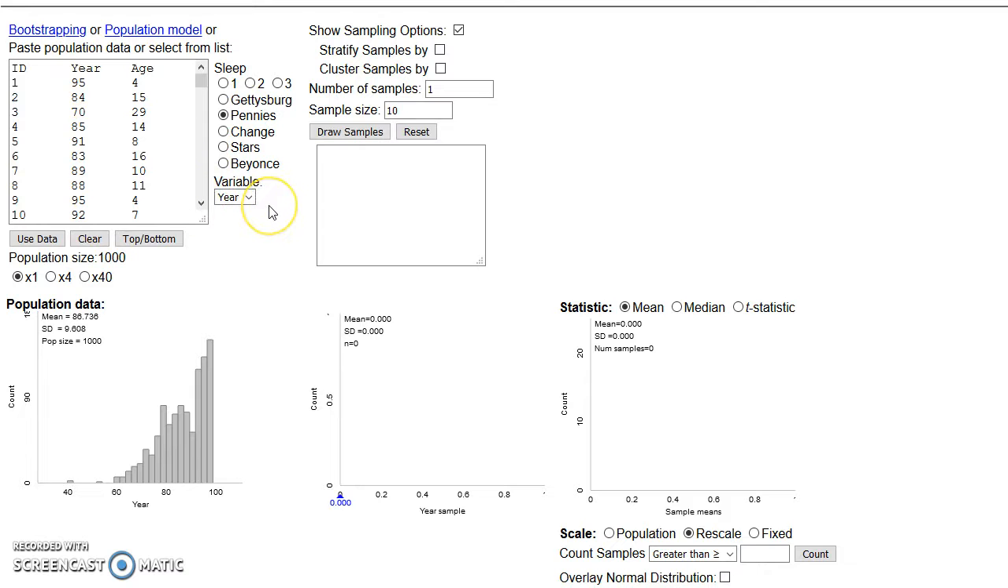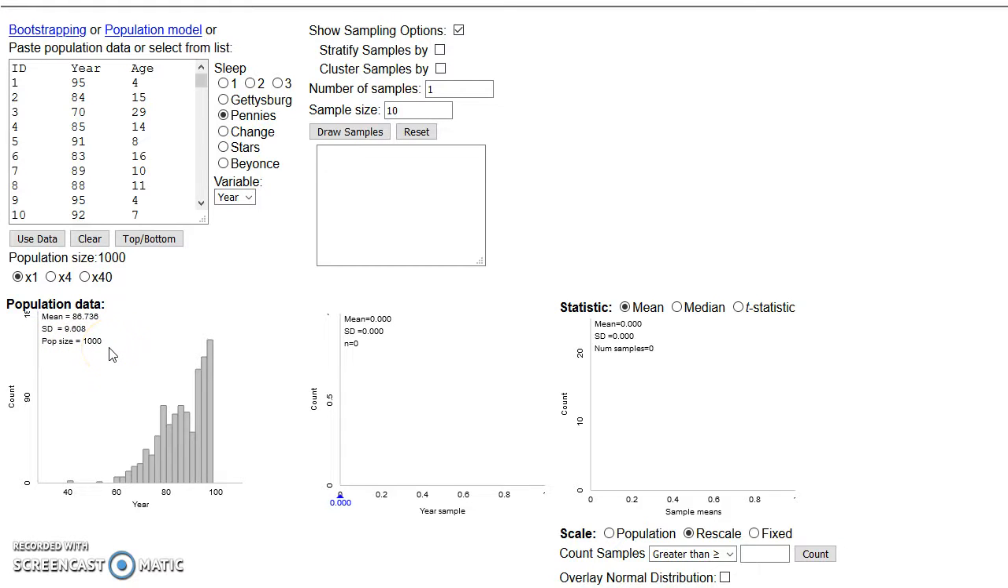That's the variable that I'm going to be measuring here. As you can see down here, here's a graph. This represents the population data. You can see that the shape of the distribution is skewed left. Lots of pennies were minted close to the year 1999, and very few were minted before 1960. You can also see the mean of all the data. The mean age of the pennies is 86.736 with a standard deviation of 9.608. Here's the size of the population, which is 1,000.